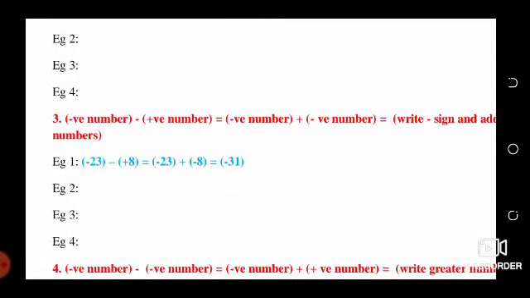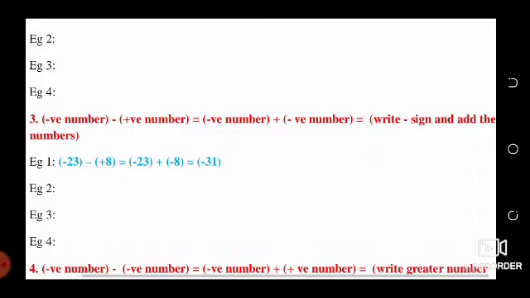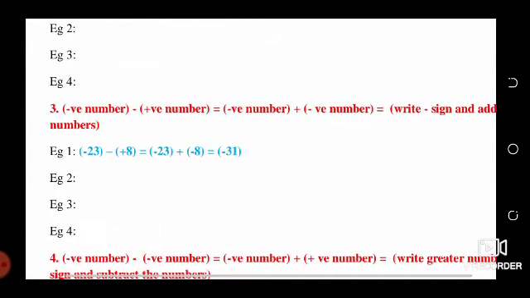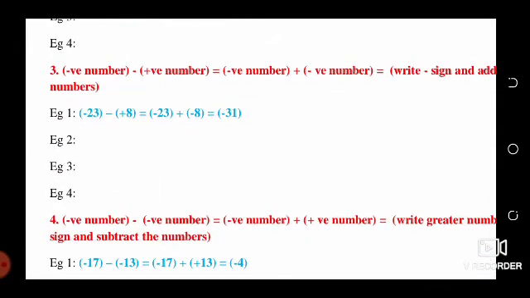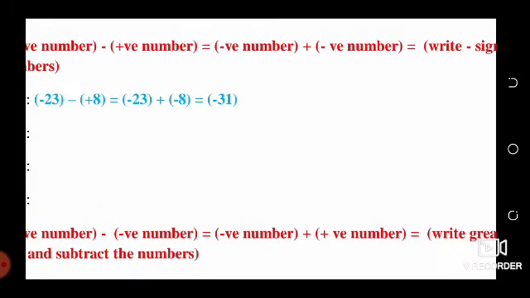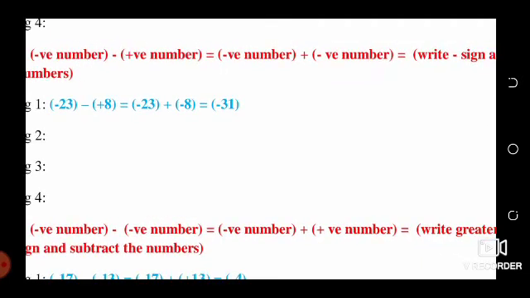And in between the symbol should be plus. So a negative number with a negative number, we have to write negative sign and add the numbers. For example, minus 23 minus of plus 8. So the first number, let it remain as it is as minus 23, and the second number, the plus 8, should be changed as minus 8.